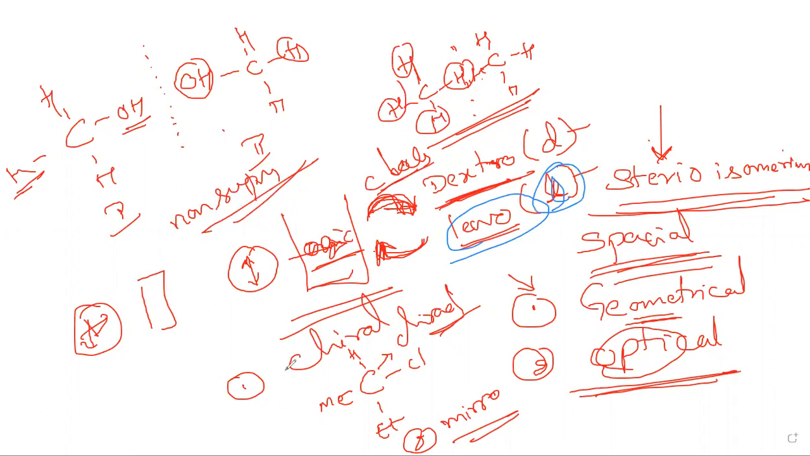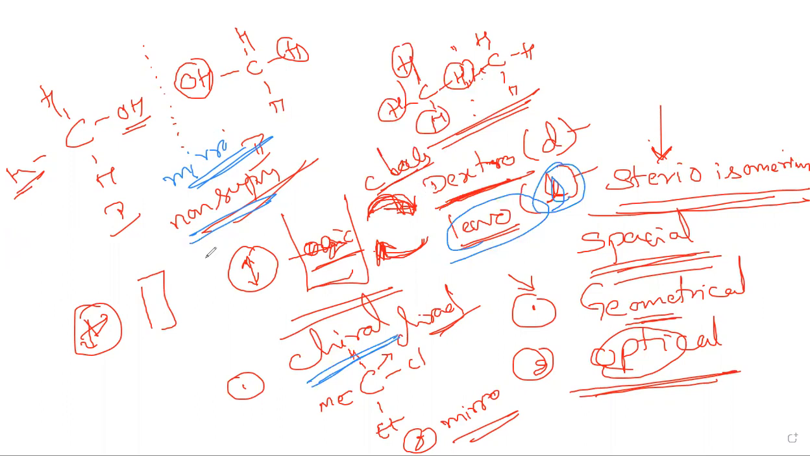So you need to know the conditions for optical activity. First, it should have a chiral carbon. A carbon must be attached to four different groups; then it is a chiral carbon. And the second condition: the molecule should be non-superimposable on its mirror image. This type of compound will show optical activity.